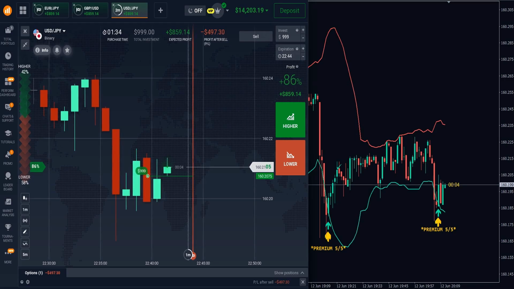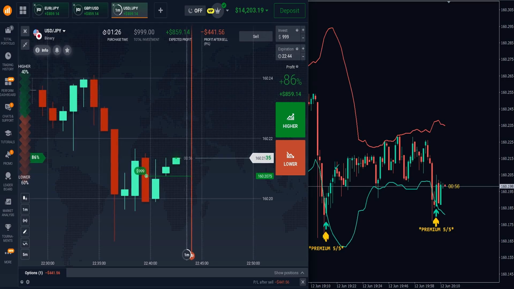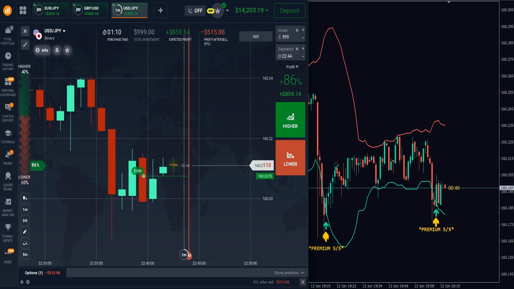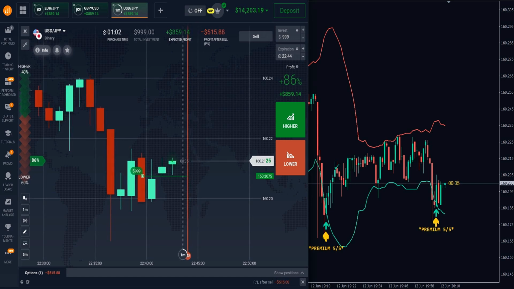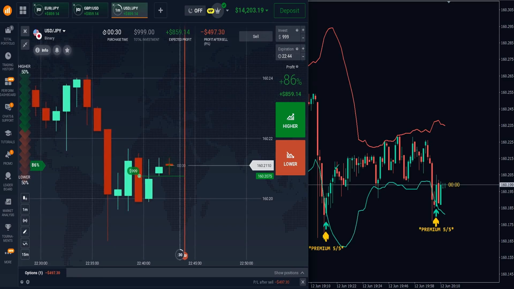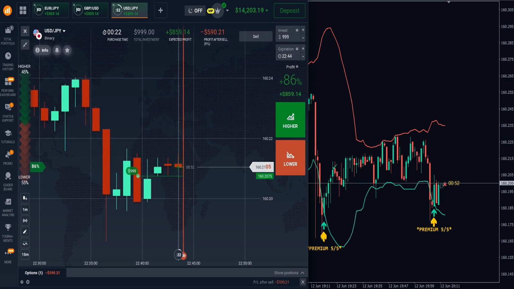As this trade plays out, you'll notice the price moving through a mix of red and green candles before settling into the direction we need. And interestingly, you can see a second premium 5/5 signal already starting to form further along the chart, which tells you this indicator isn't a one-time tool. It keeps scanning continuously, even while your current trade is still live.